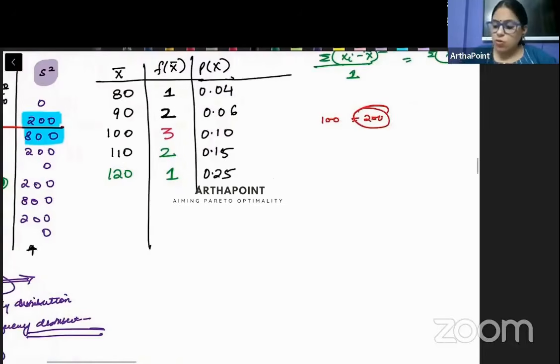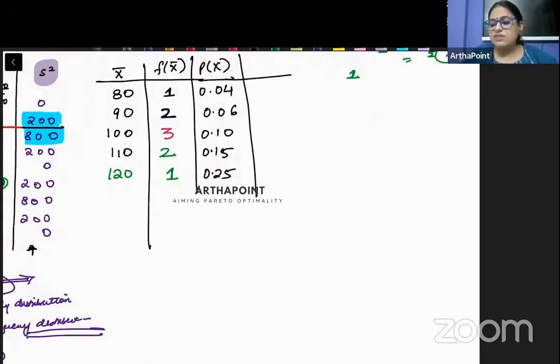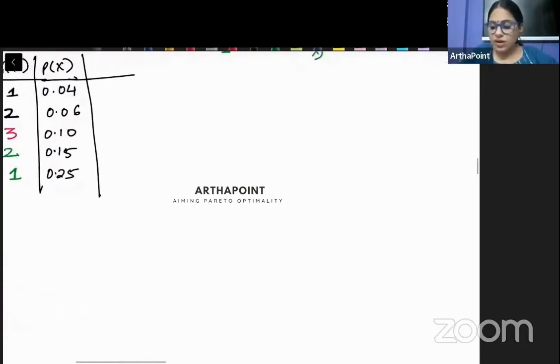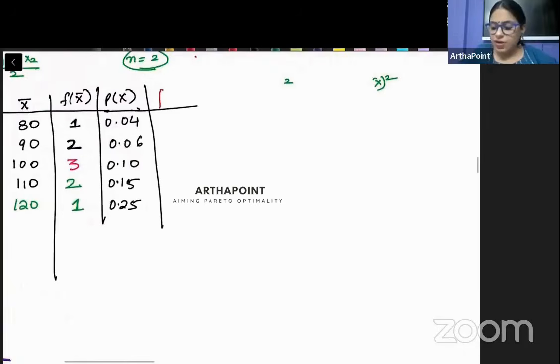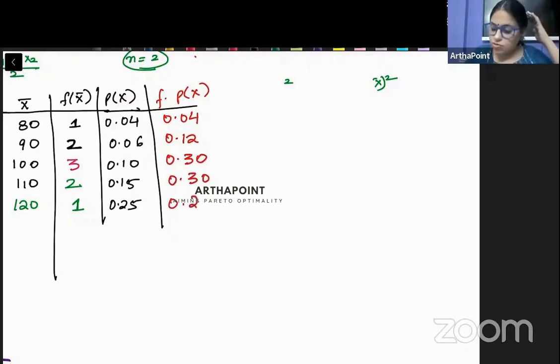Okay. Now what you will do is multiply the frequency with the probability. This will remain 0.04. This will become 0.12. This will become 0.30. And this will become 0.25. This is what you will be getting.